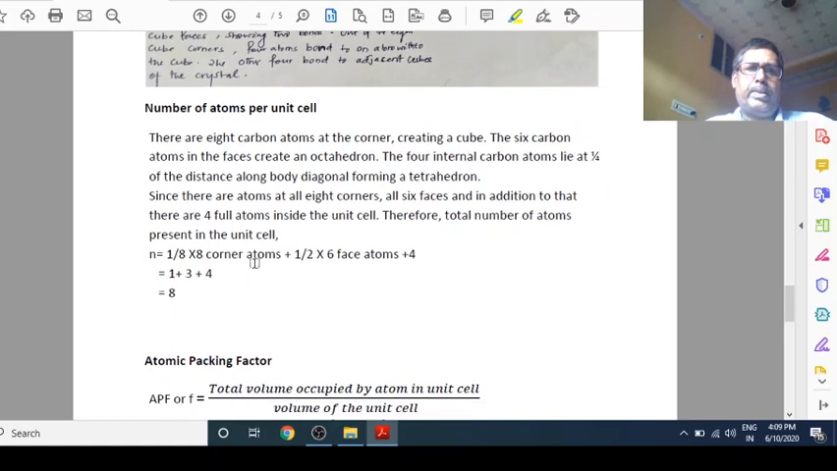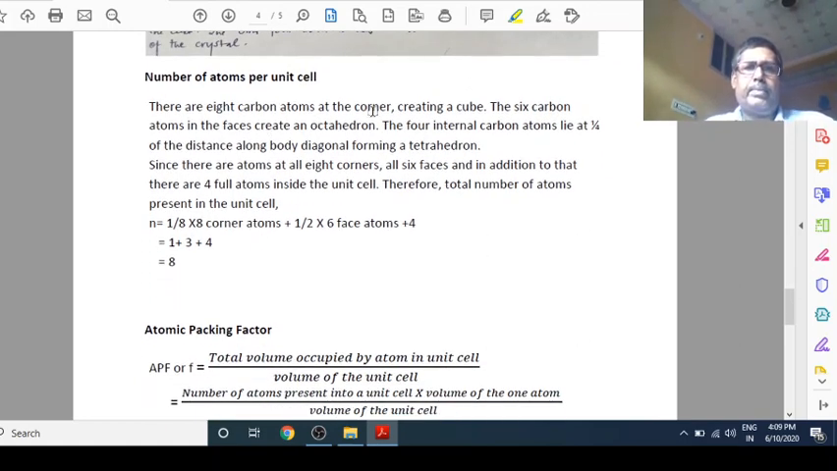Now, the number of atoms per unit cell. There are 8 carbon atoms at the corners, creating a cube. The 6 carbon atoms in the faces create an octahedron. The 4 internal carbon atoms lie at 1/4 of the distance along the body diagonal, forming a tetrahedron. Since there are atoms at all 8 corners, all 6 faces, in addition to that there are 4 full atoms inside the unit cell. Therefore, the total number of atoms present in the unit cell is 1/8 into 8 corner atoms, 1/2 into 6 face atoms, plus 4 full atoms inside. So it is 1 plus 3 plus 4, that is 8. This is the value of n.